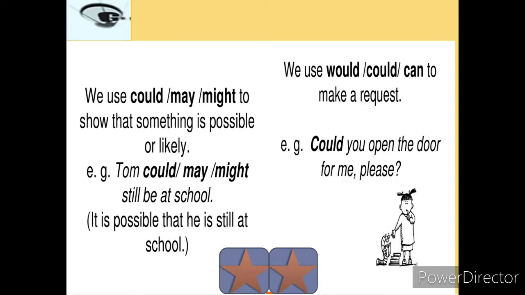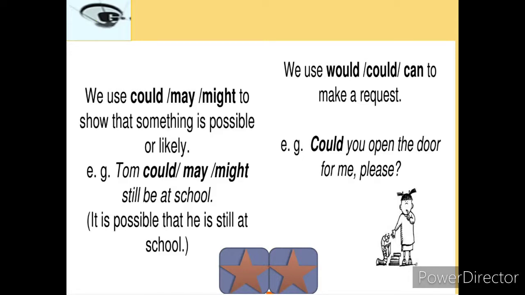Now let's have a look at the slide. We use could or may and might to show that something is possible or likely. For example, Tom could, or you can also write may or might still be at school. It is possible that he is still at school. So you are showing that something is possible or likely.